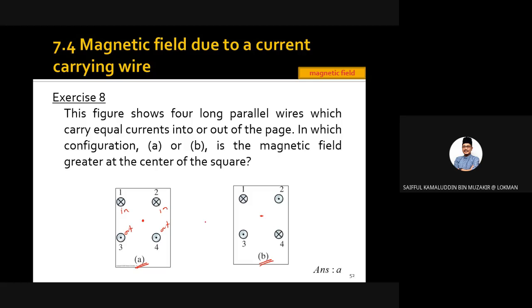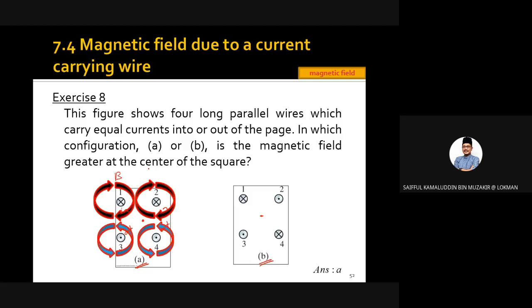Which one? We need to analyze one by one. Let's say the first one. Let's see the A, the first wire over here. Using your right hand rule, your B looks like this, because your thumb is poking inside the page. How about 2? Like this. How about 3? Outside. Like this. How about 4? Like that. And we need to analyze one by one.